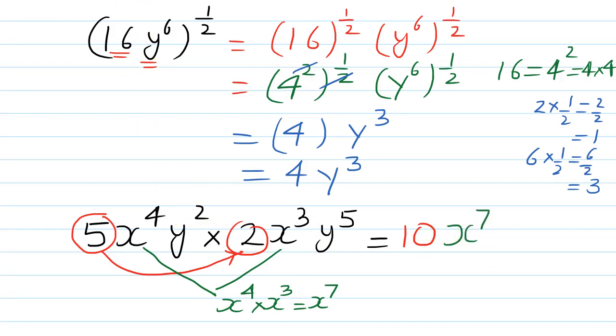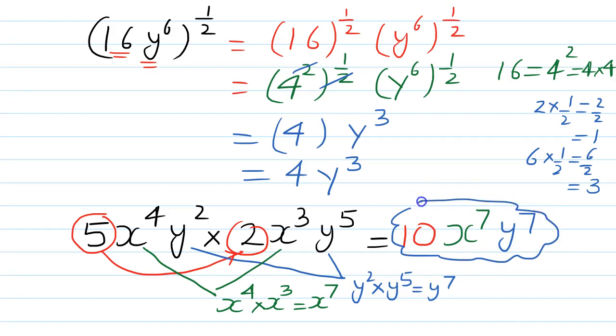Okay, now let's see this one. This is y square and this is y5. Sorry, y square times y5. You can write down it is y to the power 7. So you can write down 10x7 and y7. So this is your answer. Yeah. So this is the way we can apply indices rules.